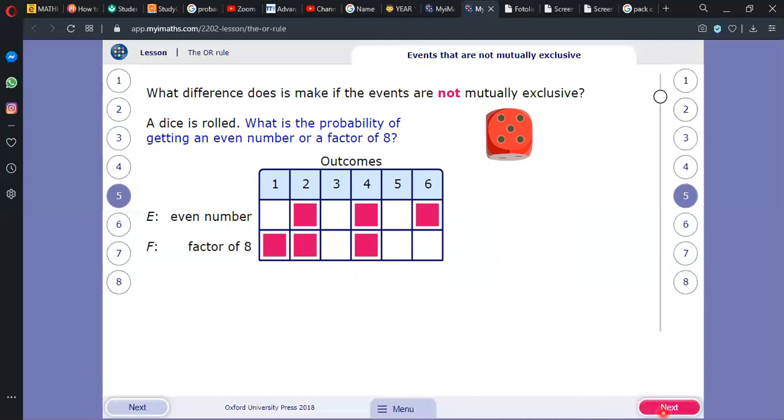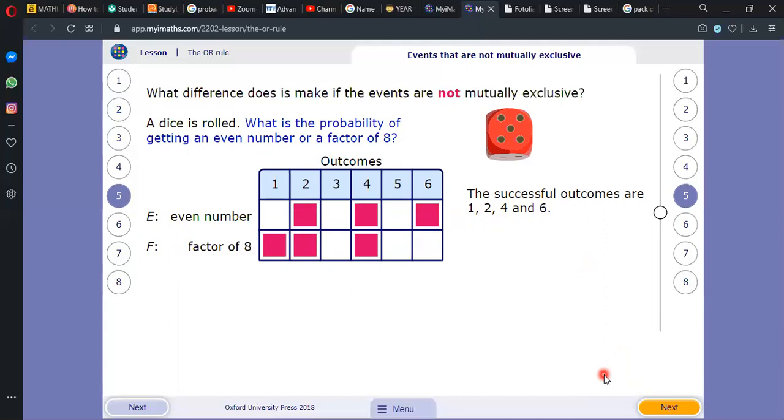What do you observe? I can observe overlaps: 2 overlaps, 4 overlaps. So that means 2 and 4 are common outcomes, and that is not what we want for mutually exclusive. So this is an example of not mutually exclusive events because we have common outcomes from the two events. Take note of that, guys. Now, the successful outcomes are 1, 2, 4, and 6. We're trying to find the probability now.